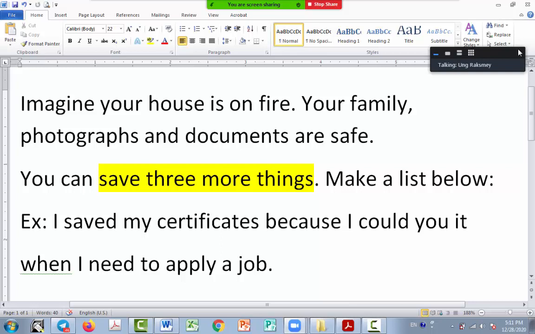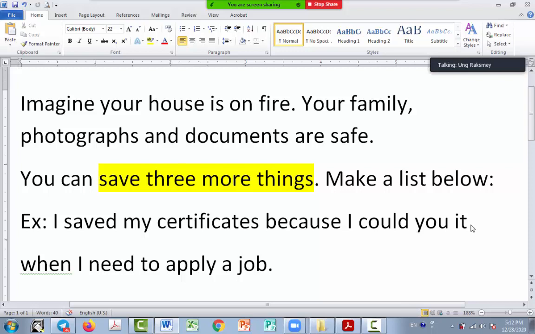For example, I myself would save my certificates because I could use them when I need to apply for a job. Without certificates, it's very difficult to show the employer that you are qualified for a job. So that's why I feel certificates are very important. You need to save them.